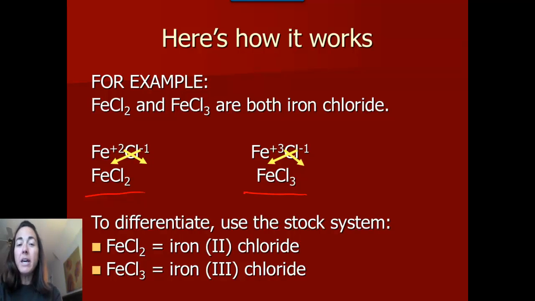To differentiate with the Roman numeral, you're going to use the Roman numeral of the charge of the iron. So down here at the bottom, take a look. FeCl2 is named iron 2 chloride because the iron in that compound is iron +2. FeCl3 is named iron 3 chloride because the iron in that compound is iron +3. So remember that the Roman numeral is just the charge of the positive cation, and you only use it for those certain metals to the left of the zigzag that was in the list on that last slide.